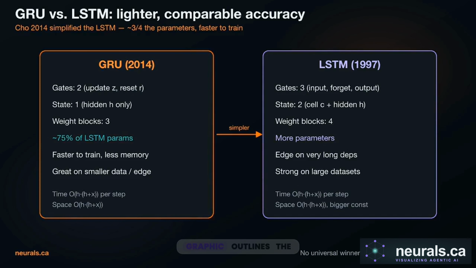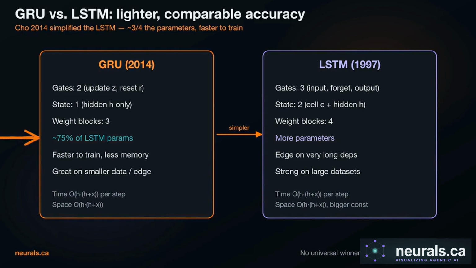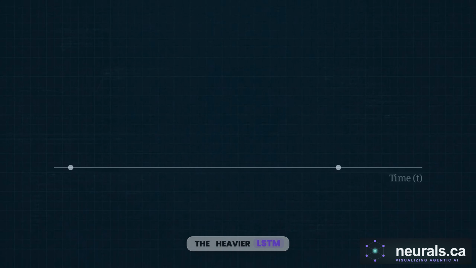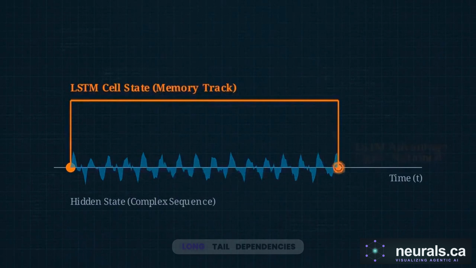This comparison graphic outlines the primary architectural trade-off. The GRU sacrifices the highly granular, dedicated cell state of the LSTM to achieve a 25% reduction in total parameters. While the GRU trains faster and dominates on smaller datasets or edge devices, the heavier LSTM still holds an advantage when mapping datasets with extremely long-tail dependencies.